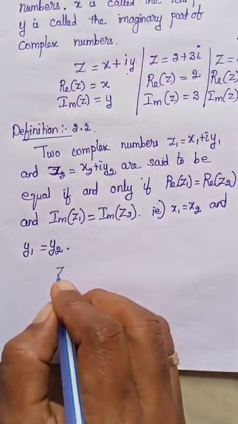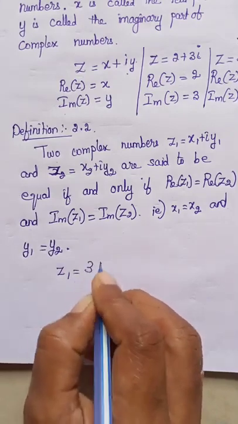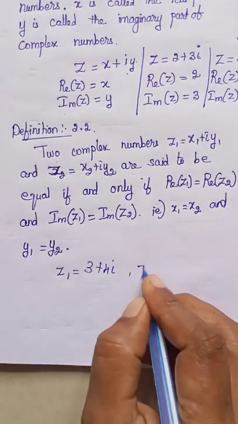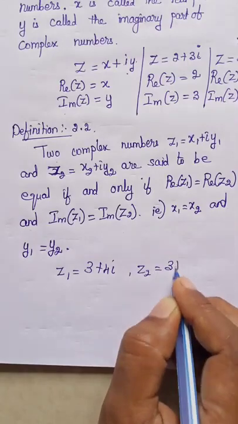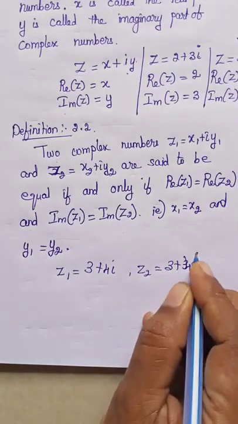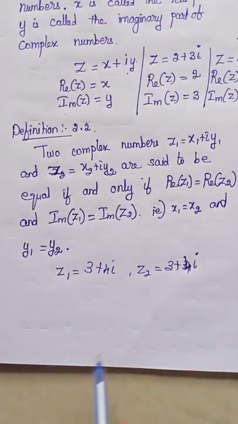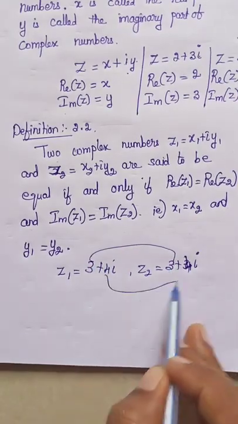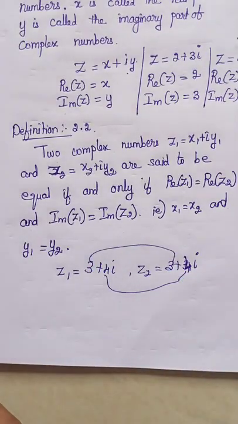Actually, see, z1 is 3 plus 4i and z2 also must be equal to 3 plus 4i. So 3 is equal to 3 and 4 is equal to 4. Then we can say the two complex numbers are equal, z1 is equal to z2. Is that clear?